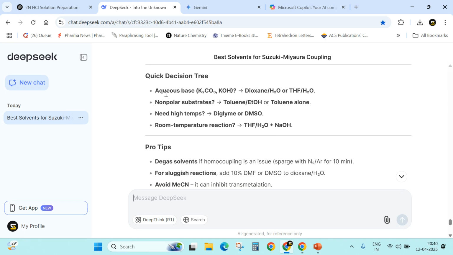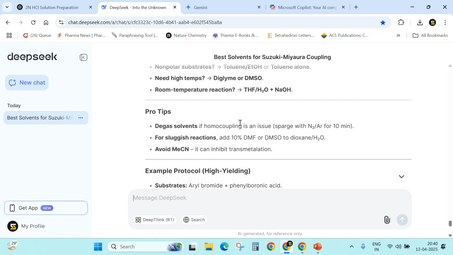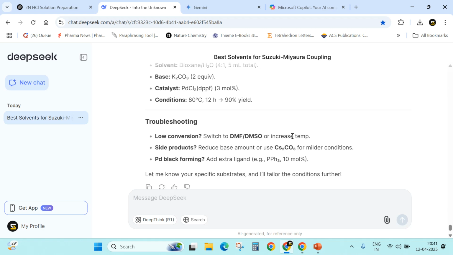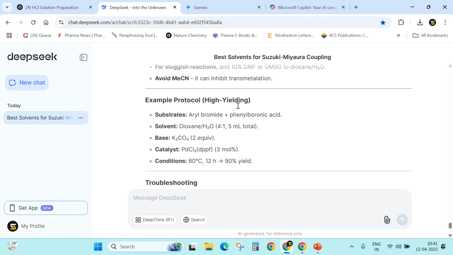So many solvents can be used. This is because of the aqueous bases we are using, non-polar substrates, high temperature, or room temperature reactions. So from this also you can select the solvents. They also mentioned tips: if the reaction mass is flocculated, use 10% DMF, and they gave some protocols.